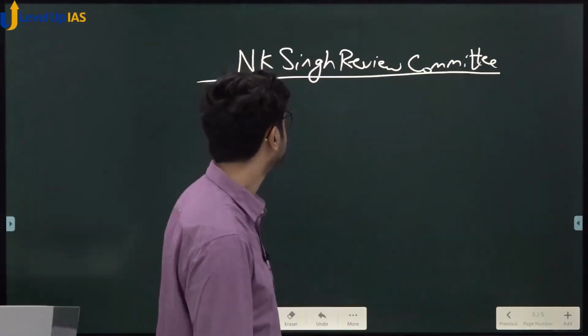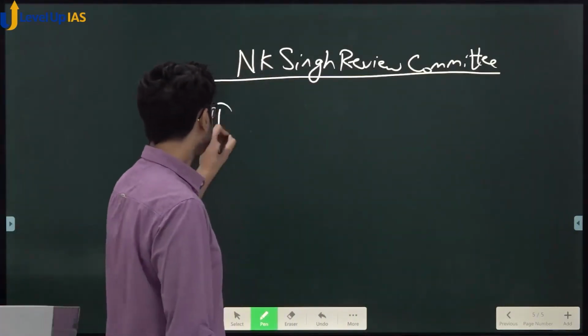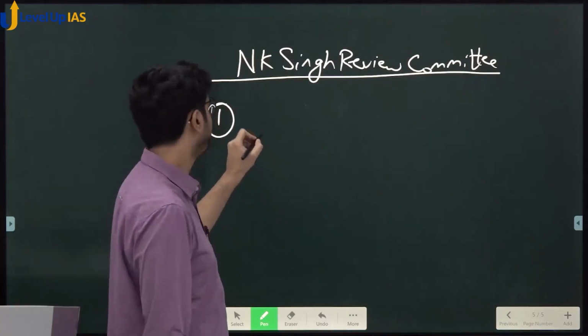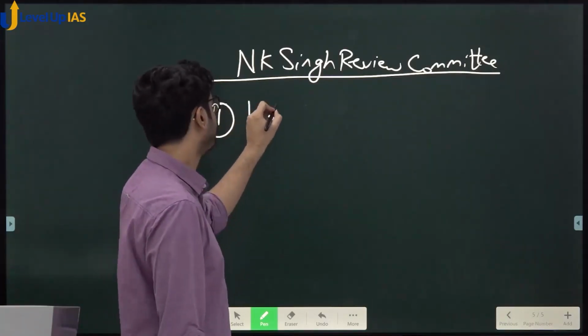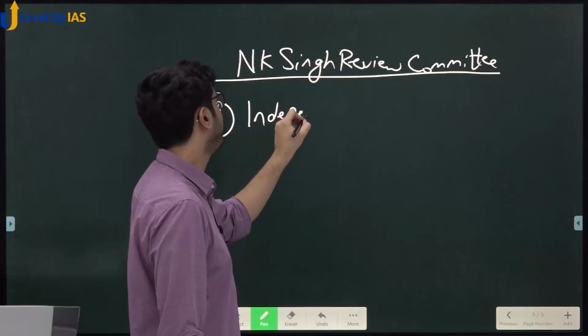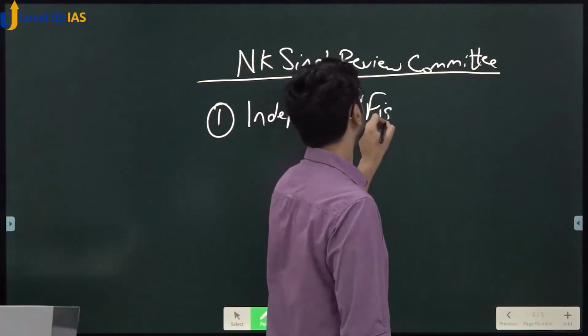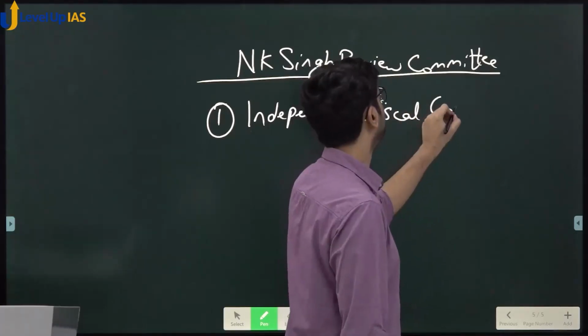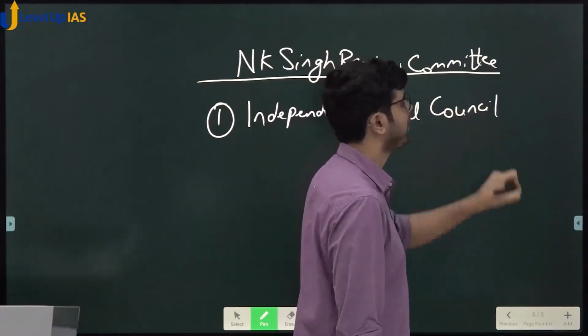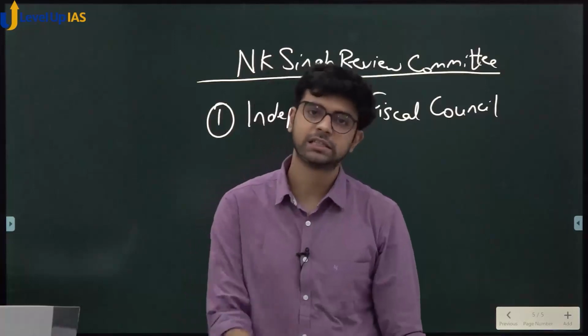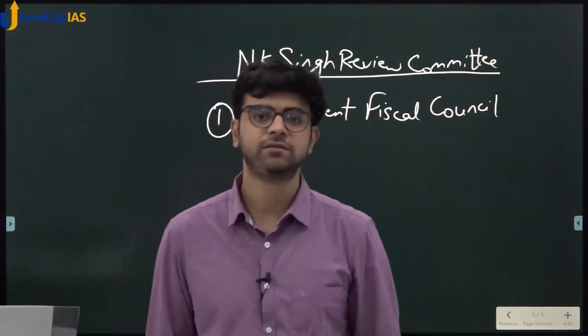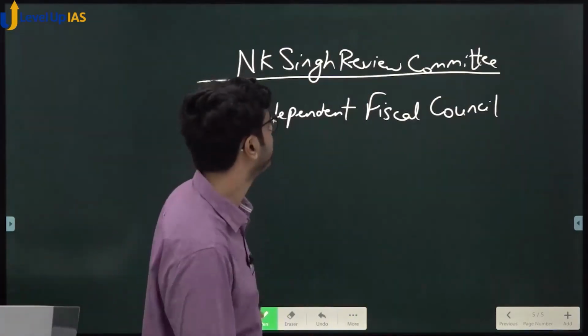N.K. Singh Review Committee said that, please have, first look at this and then we can write it. Please have an independent fiscal council. Now, when you read about the N.K. Singh Review Committee recommendations, this recommendation is amongst the last which they write, but this is the most important.